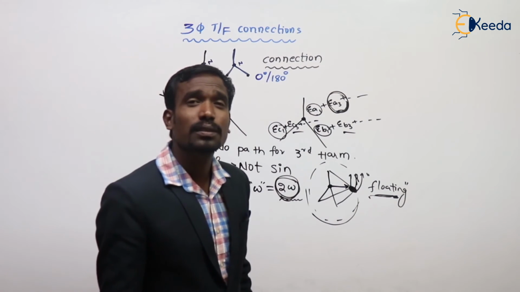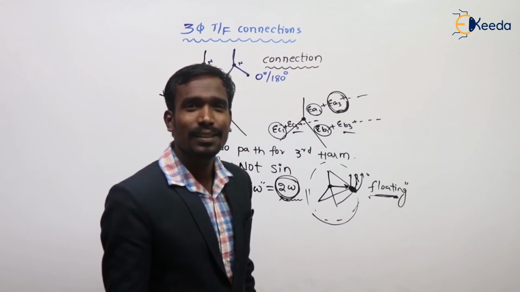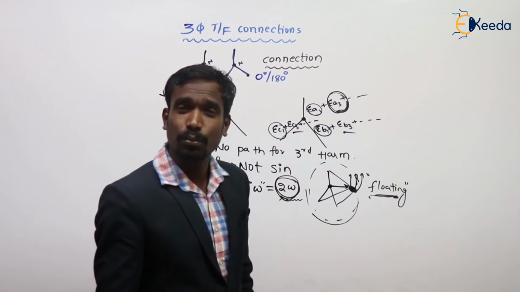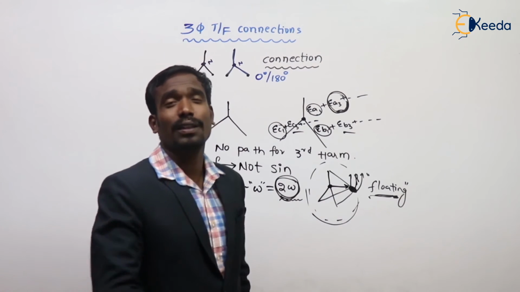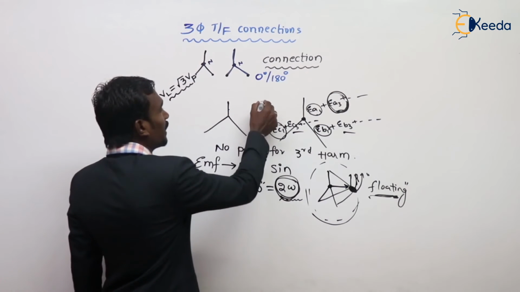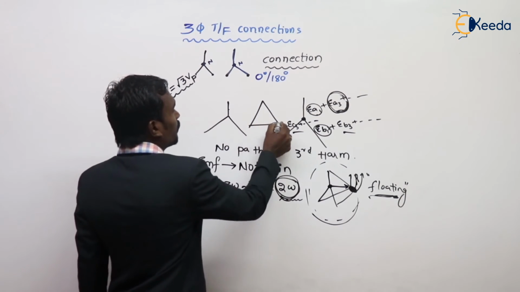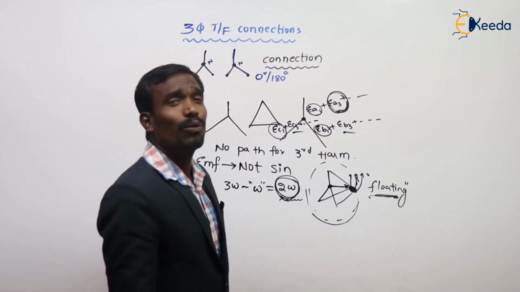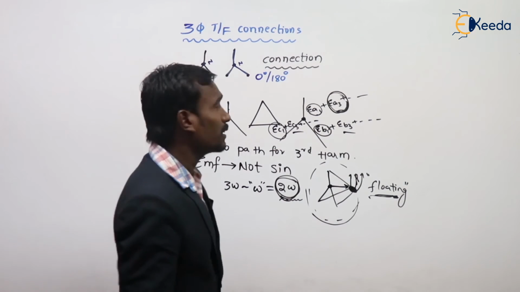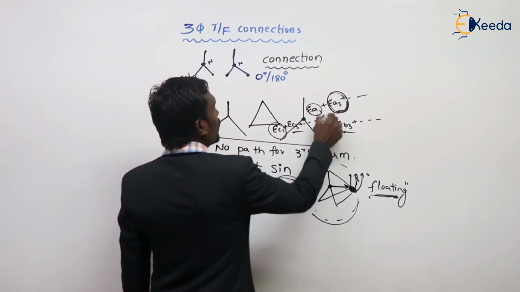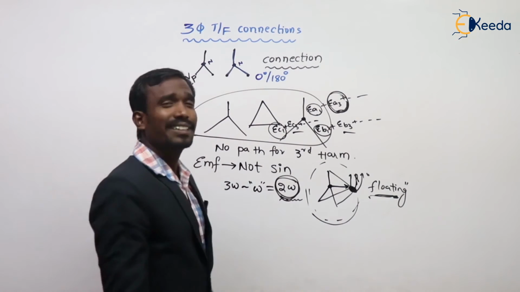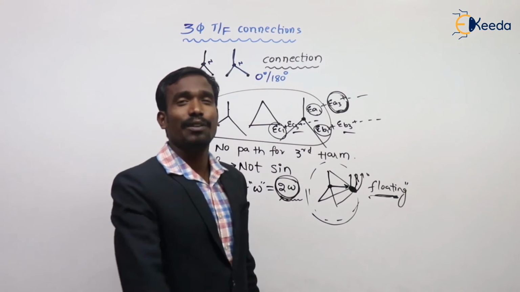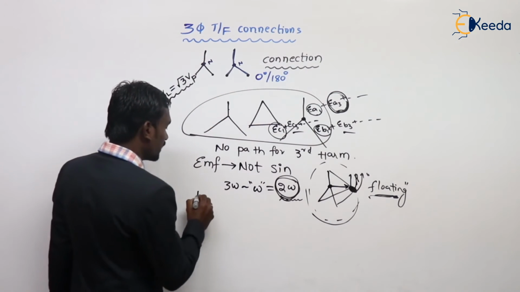These problems can be avoided by providing a closed path for third harmonics, by inserting a delta winding in between these two windings. This configuration is called a tertiary winding.